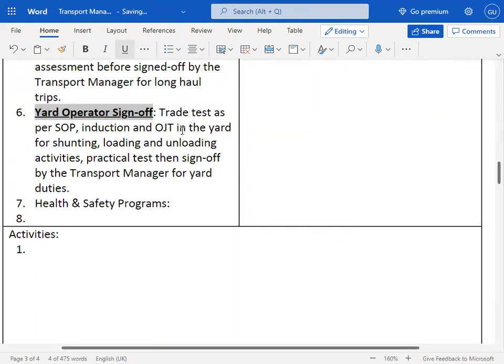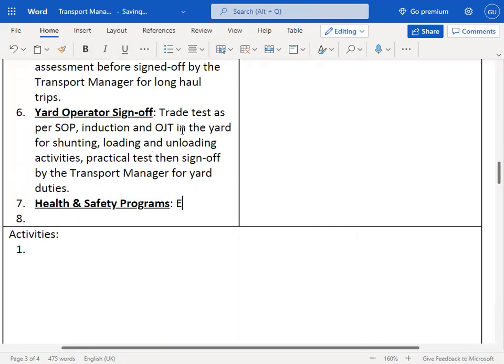Control, underline, bold. You can do it now, actually, so that we don't forget it later. Sometimes we forget, sometimes I forget. Underline, bold. Okay. So what's in the health and safety programs?